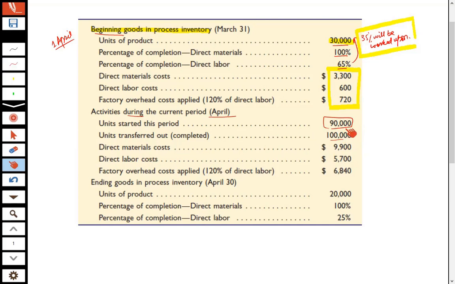The current period cost, the April cost, constitutes material, labor, and factory overhead. Now, units still in process are 20,000, and these 20,000 are completed 100% with respect to the material, but 25% with respect to the direct labor. So this is the scenario. This question is from our textbook.